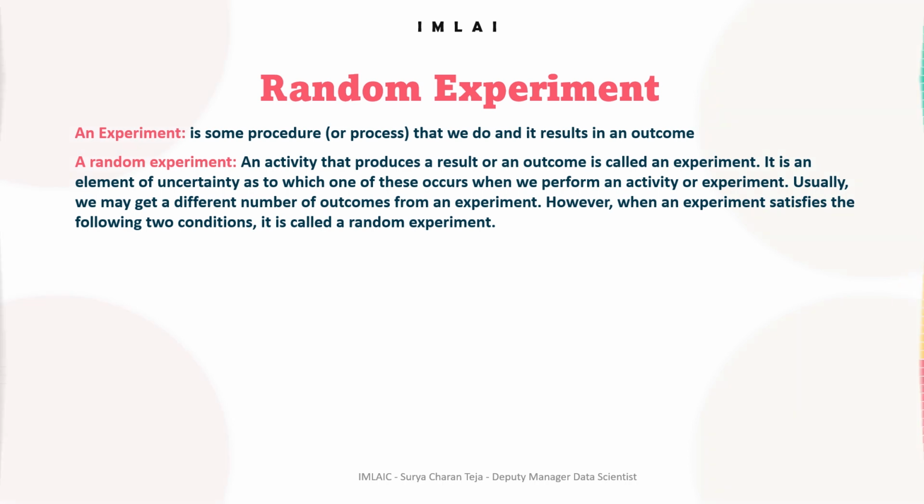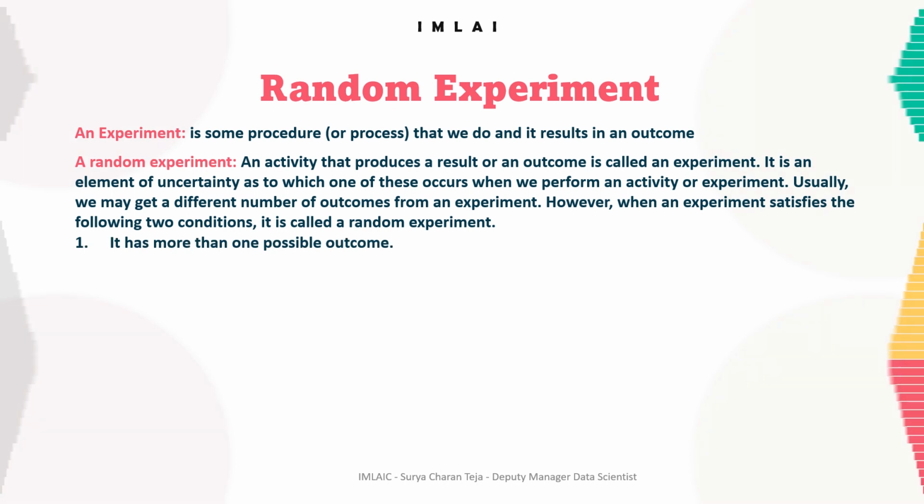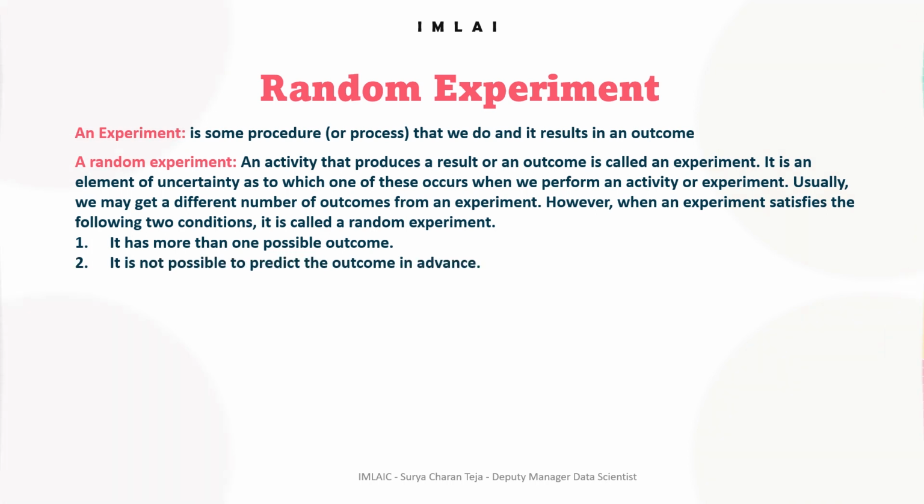Usually, we may get a different number of outcomes from an experiment. However, when an experiment satisfies the following two conditions, it's called a random experiment. The first condition is it has more than one possible outcome. Second, it's not possible to predict the outcome in advance. That's what we call a random experiment.